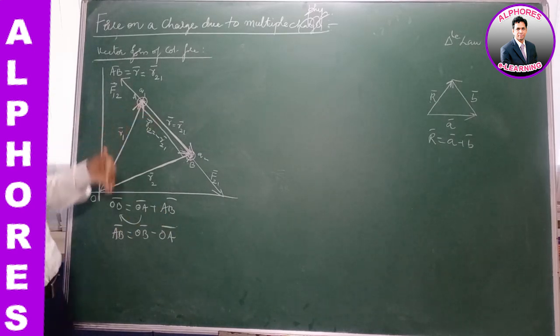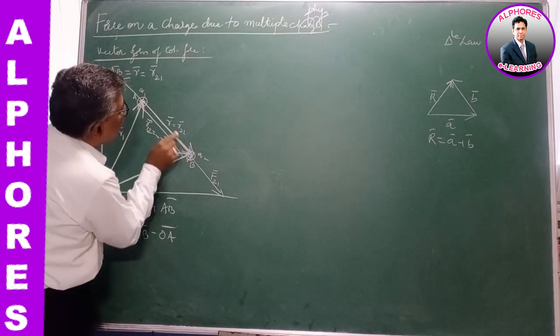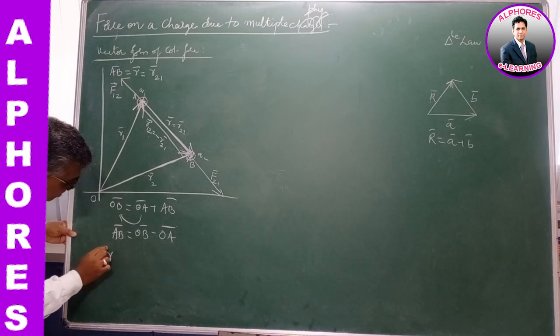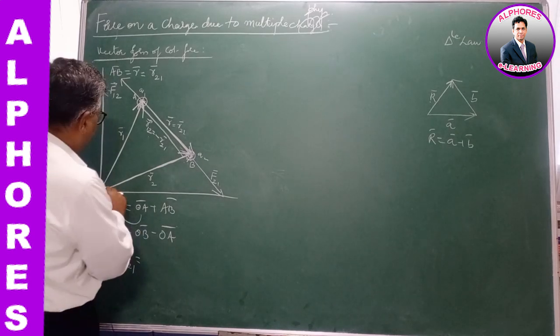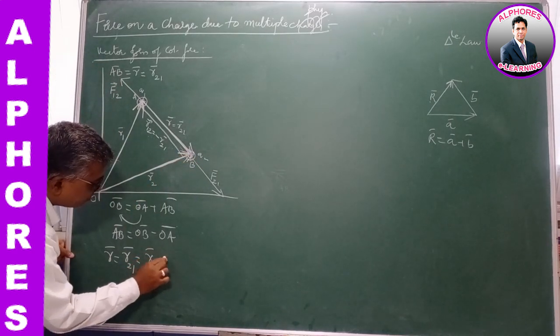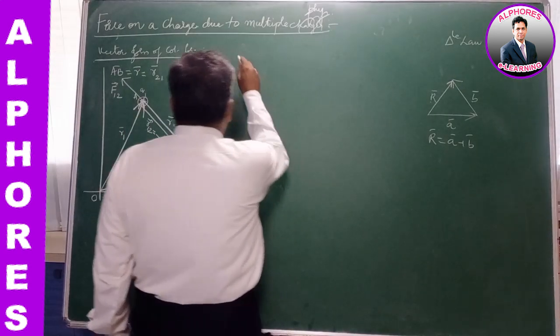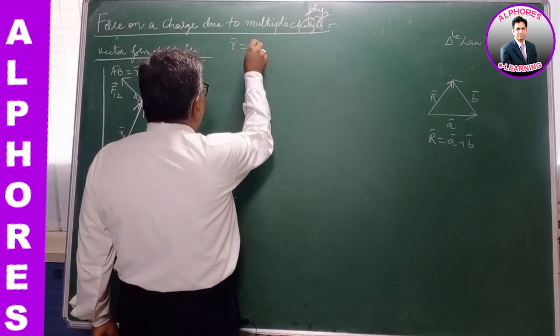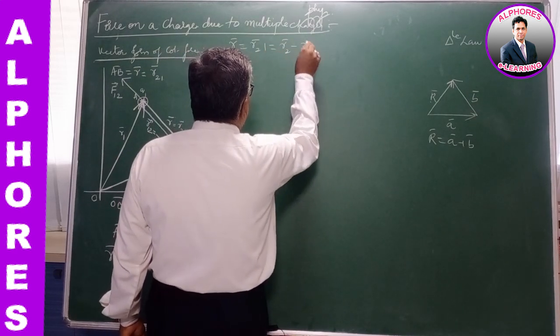Now substituting its representation. Now AB bar is R bar, rather R21 bar. It is OB. We have considered OB as R2 bar. So it is R2 bar minus R1 bar. So therefore R bar, or R21 bar, is R2 bar minus R1 bar.